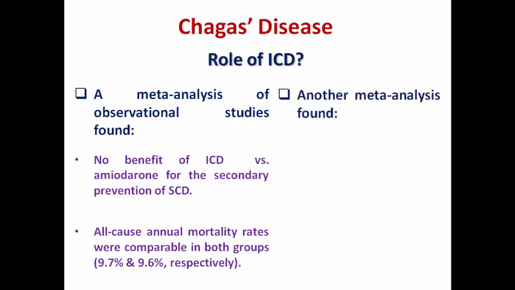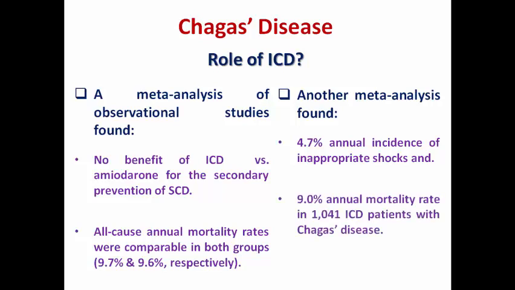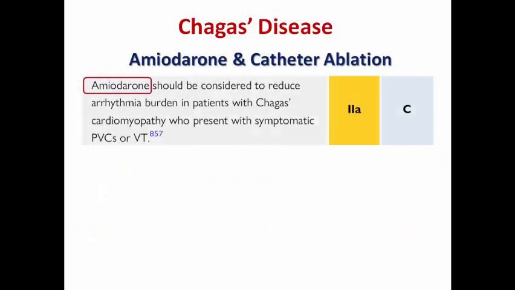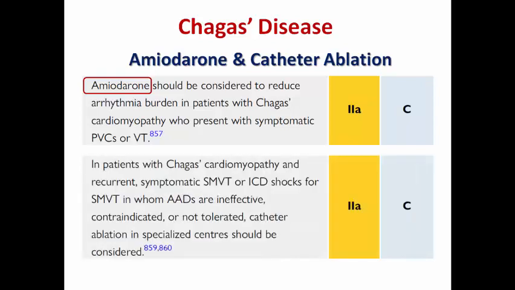And another meta-analysis found a 4.7 annual incidence of inappropriate shocks and 9% annual mortality rates in 1,041 ICD patients with Chagas disease. That's why amiodarone has a class 2A to reduce the burden of arrhythmias in patients with Chagas disease who present with symptomatic PVCs or VT, and patients who have recurrent symptomatic sustained monomorphic VT or ICD shocks in which antiarrhythmics are ineffective, contraindicated, or not tolerated.